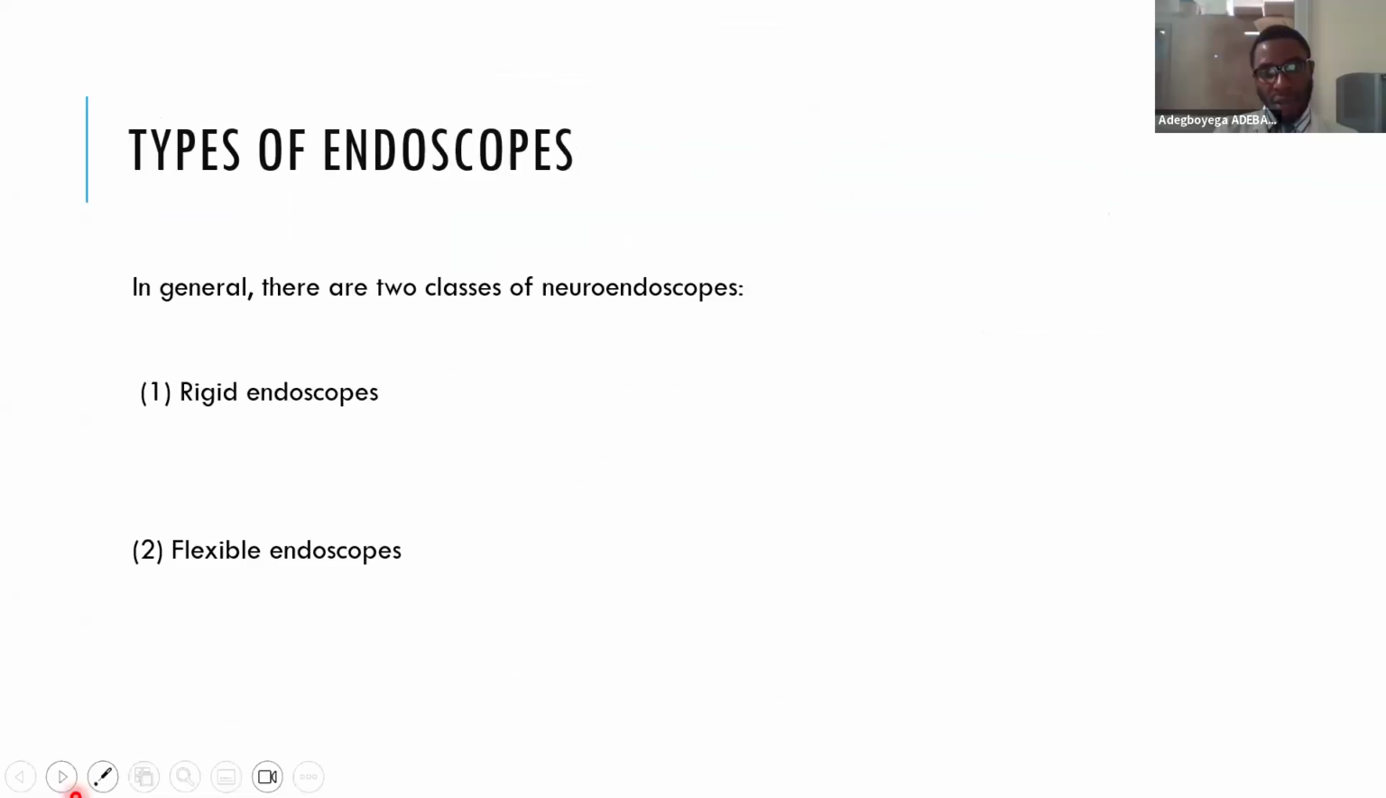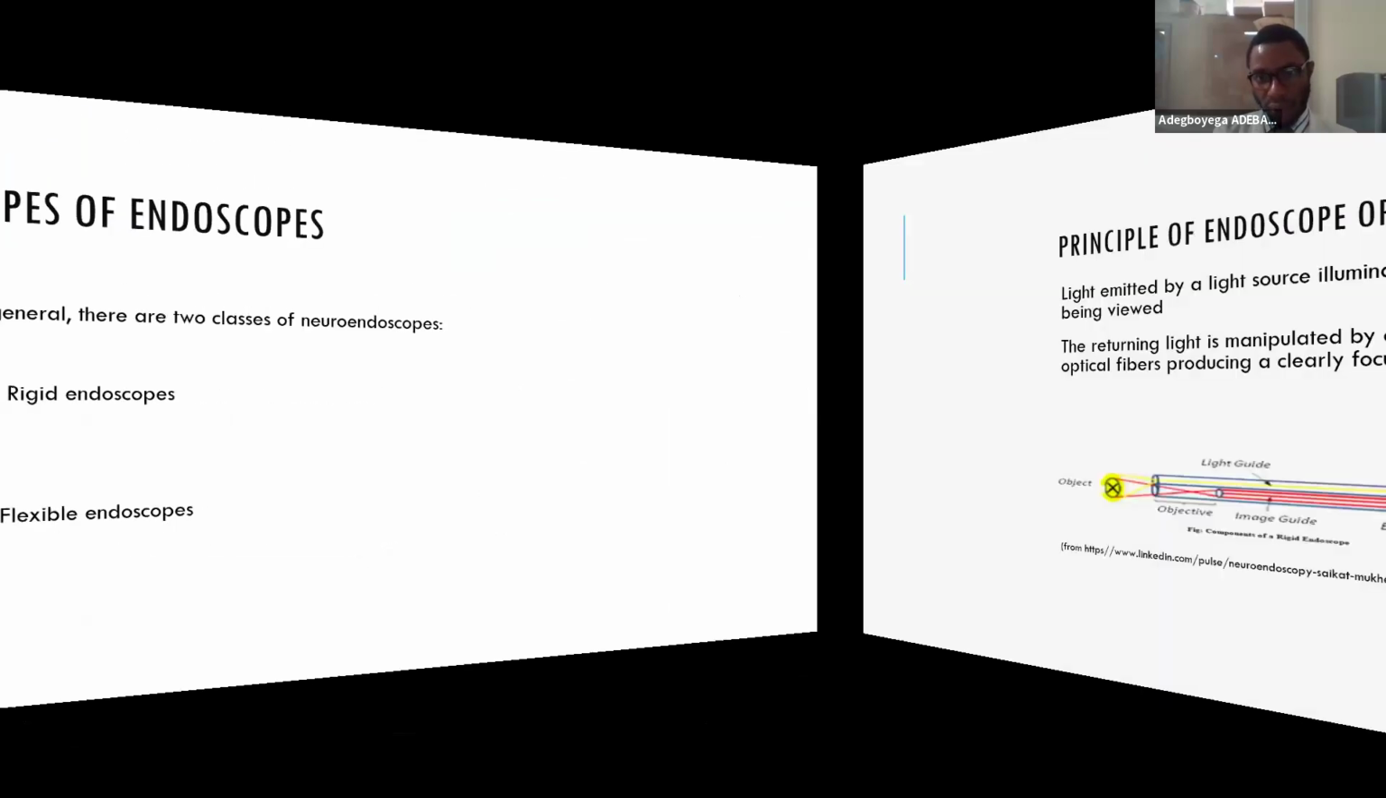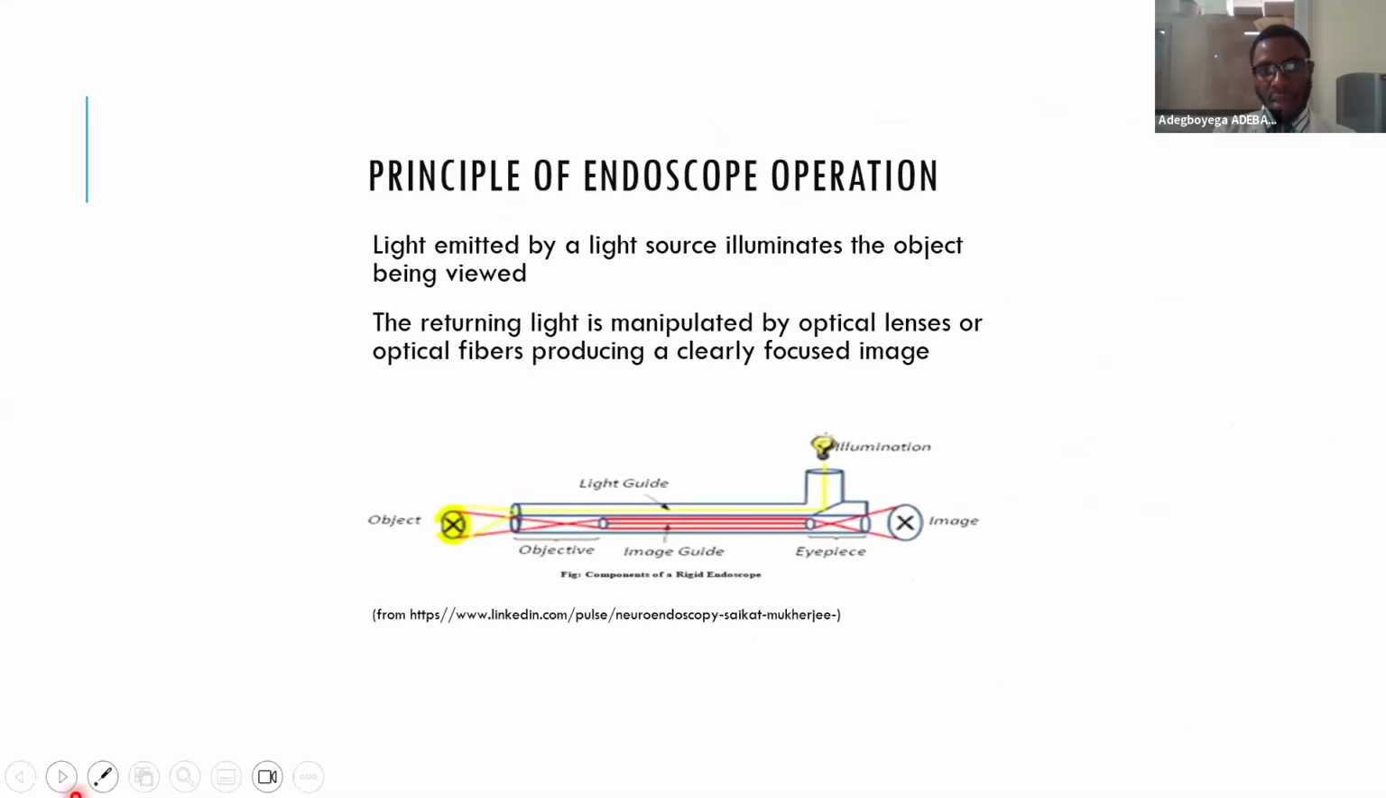There are two basic classes of neuroendoscopic instruments, the rigid endoscopes and the flexible endoscopes. What is the principle of endoscope operation? The principle of endoscope operation basically follows the science of optics. Light emitted by a source enters and illuminates the surgical field. The returning light is transmitted through an objective lens system and through a relay system, and ultimately a clear focus image is generated.